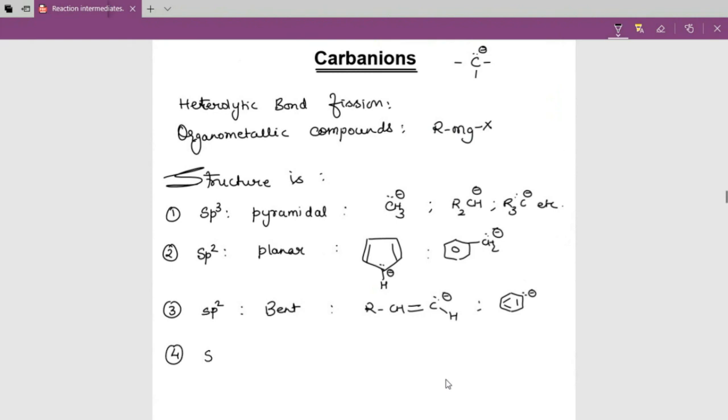Point number 4, it can have sp. Habitually I'm writing this capital, it is not capital. Whenever we write hybridization, these should be always small. Orbitals are always represented by small letters. So sp, then it is linear, RC triple bond C minus. Okay, so for you, the major difference to be noticed is sp2 with planar and sp2 with a bent geometry.